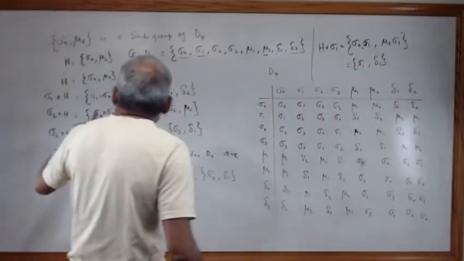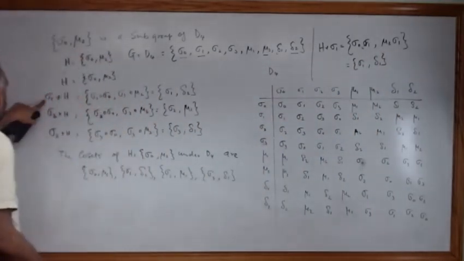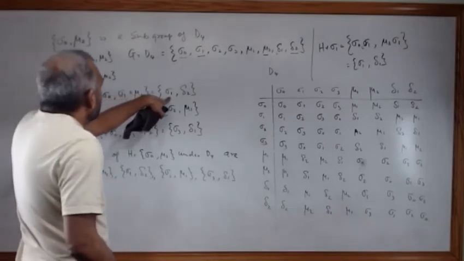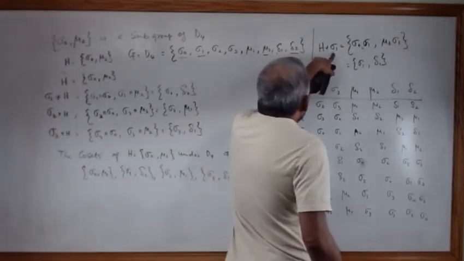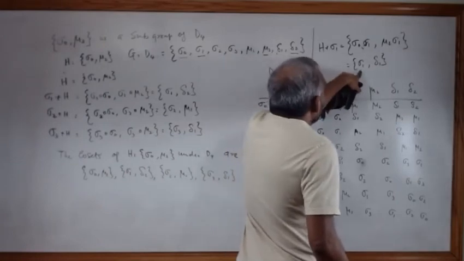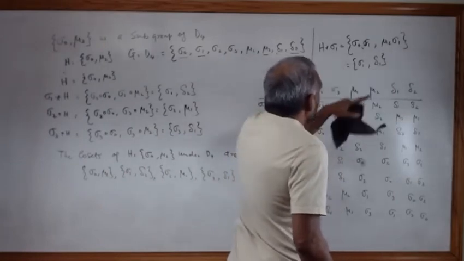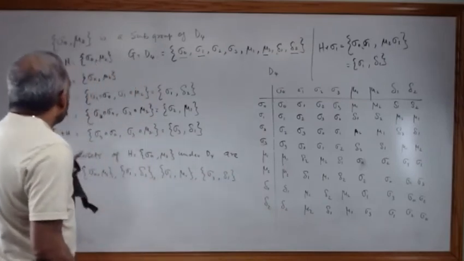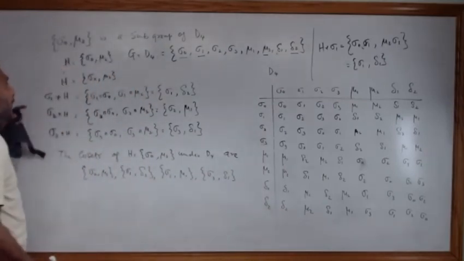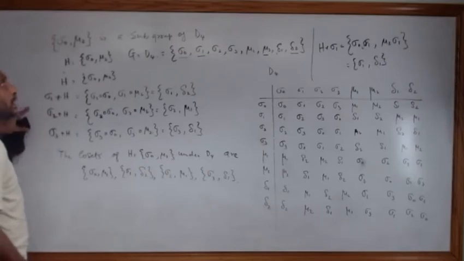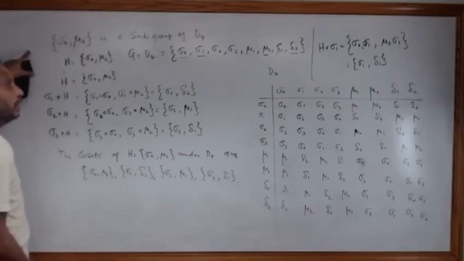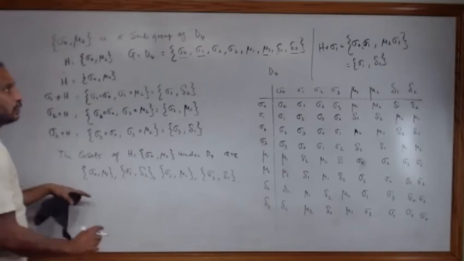See here, sigma 1 plus h is sigma 1, delta 2. Here h plus sigma 1 is sigma 1 plus sigma 1, delta 1. So right and left cosets need not match, especially when it is not an abelian group. And that's what I want to show you.